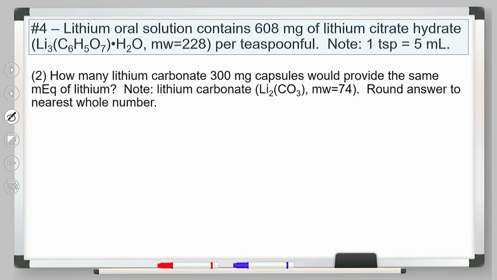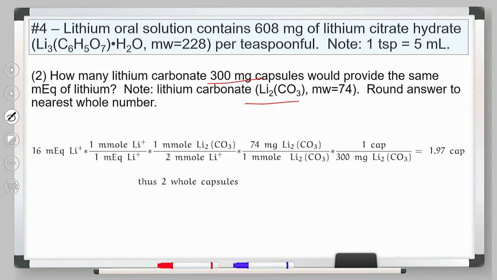So now, how do I get 16 milliequivalents of lithium using 300 milligram lithium carbonate capsules? So it starts with what we want. We want 16 milliequivalents of lithium. That's what we just solved for. Now we've got to go backwards, all right? So to go from milliequivalents to millimoles, we use the valence. The valence is 1, so there's 1 molecule of lithium for every 1 milliequivalent, 1 to 1.